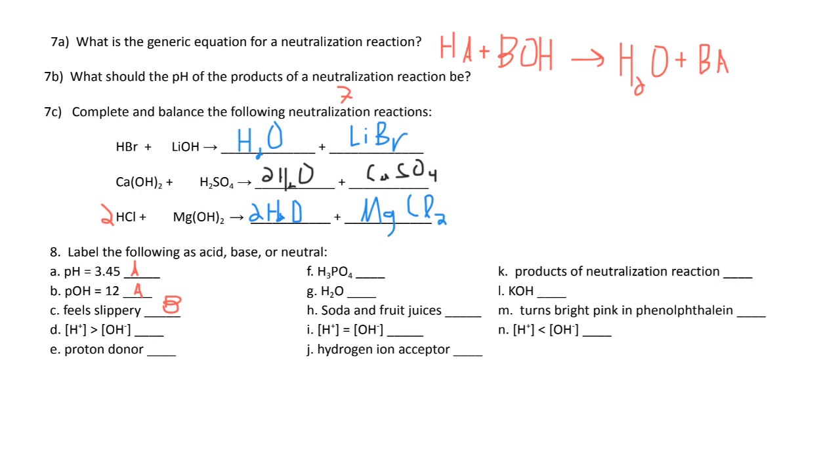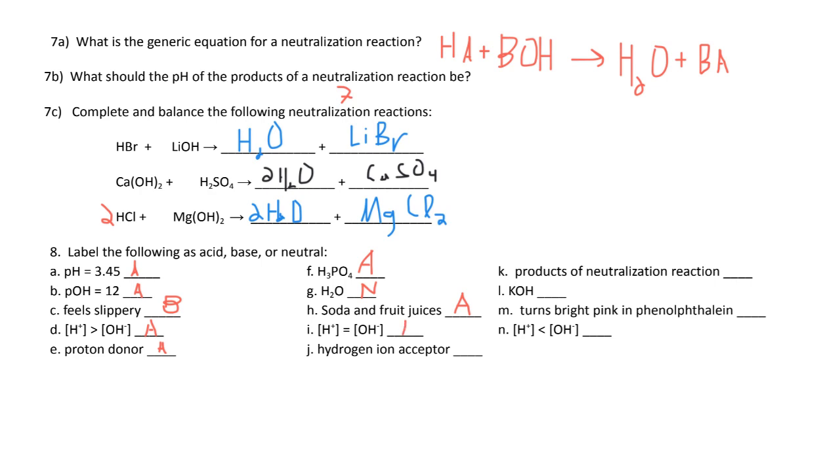If the hydrogen ions are greater than the hydroxide ions, that's an acid. Proton donor is going to be an acid. It's going to increase the amount of hydrogen in the solution. This is phosphoric acid, so that's just an acid. H2O, neutral. It's always neutral. It brings equal parts hydrogen and hydroxide whenever it autoionizes. Soda and fruit juices, yep, acidic. Sodas because of carbonic acid, fruit juices because of citric acid.